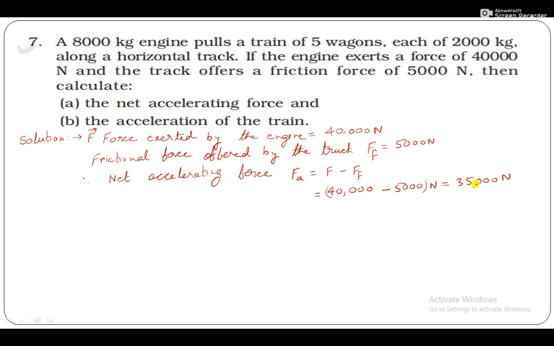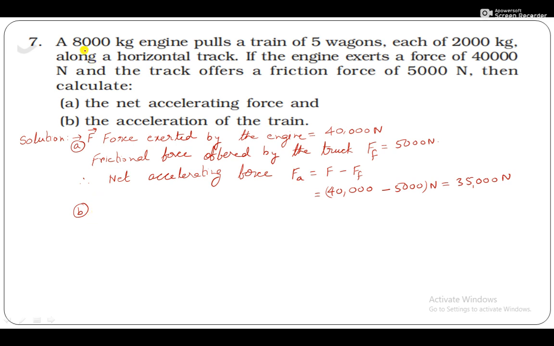Number 2 is the acceleration of the train. We have to find the acceleration. This was A. When we solve B, what is the solution of B? The acceleration of the train has to be found out. First of all, we will find the total mass. What is the total mass here? That we will find.